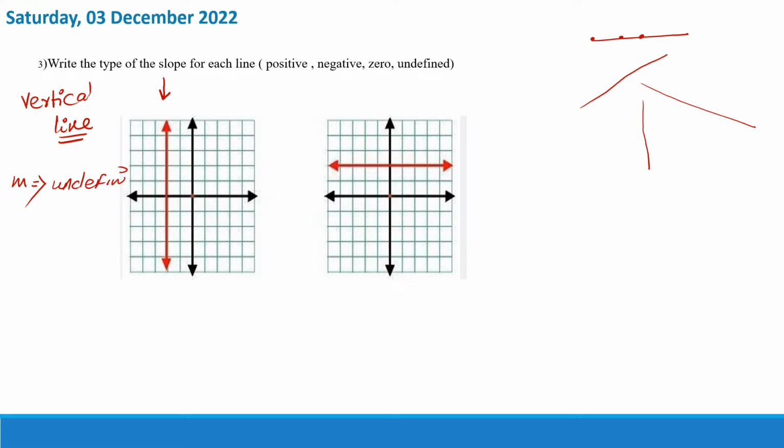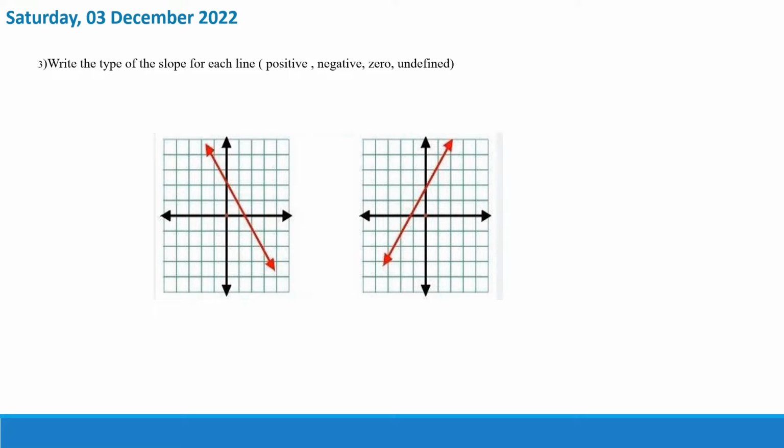Memorize, undefined. Now here in graph number 2, look at this red line. This is the horizontal line. When you are going on a horizontal line, of course you are not moving up or down, just at a constant speed. Then the slope of such a line is always 0. Memorize these things. A vertical line has an undefined slope, and a horizontal line has a slope equal to 0.